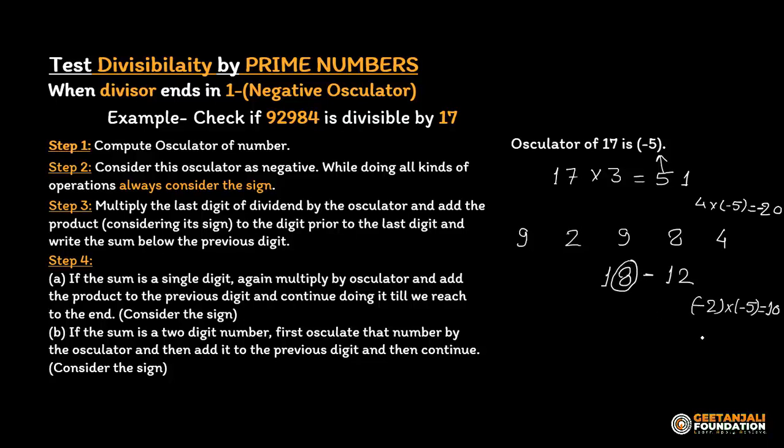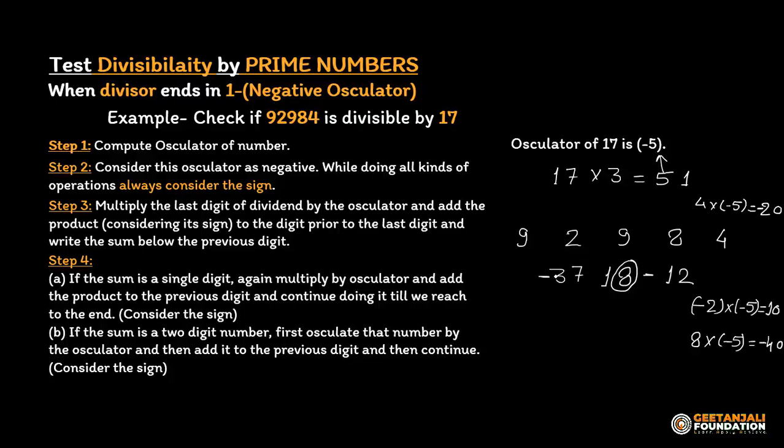Now we need to oscillate this once again. So 8 multiplied with minus 5 gives you minus 40. Minus 40 plus 1 will give you minus 39. Minus 39 plus 2 will give you minus 37. So here you get minus 37.